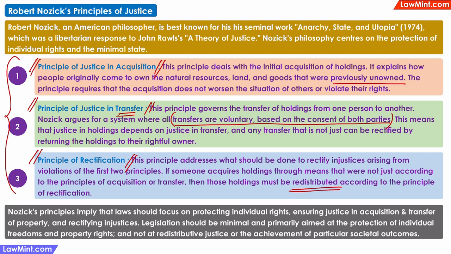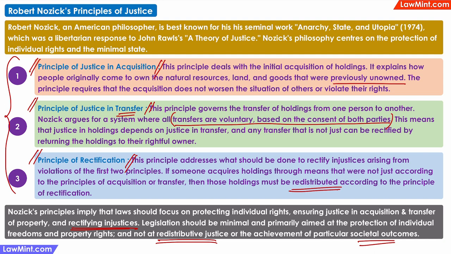Nozick's view was that the government and laws should have minimal role to play in people's lives and should only ensure that the acquisition and transfer of property are done in a just manner. And the government should intervene only if rectification is required. What Nozick was opposed to was redistributive justice or attempts to achieve social outcomes through legislation. For example, in India in the early 1960s, the government started passing land ceiling legislations and land reforms were conducted to limit land holdings and redistribute the land.